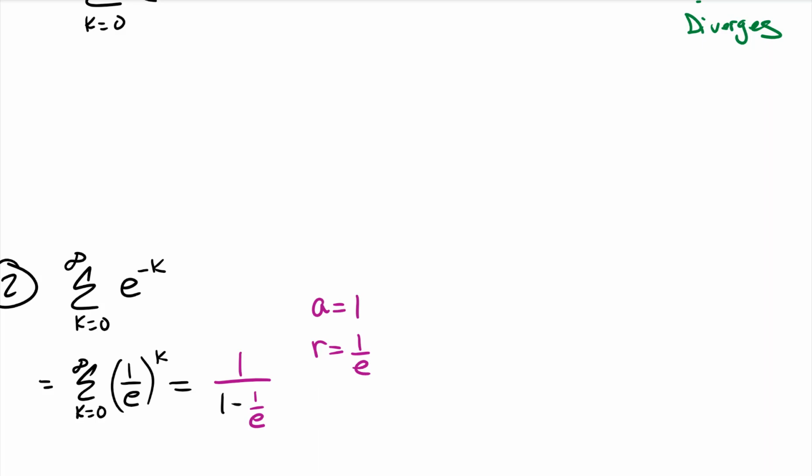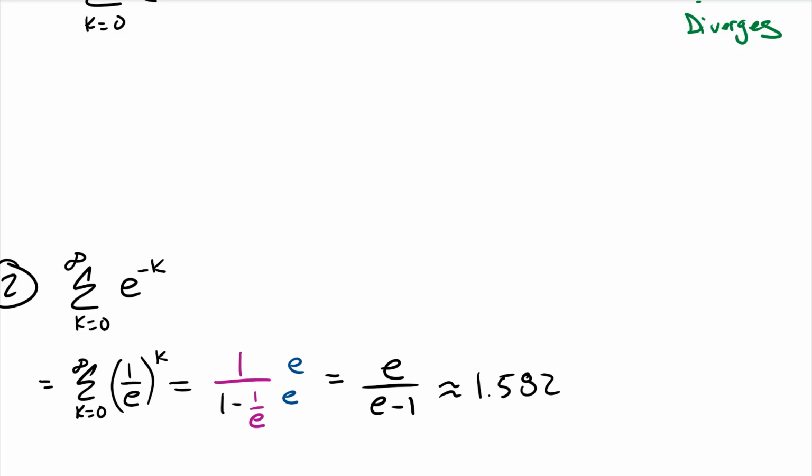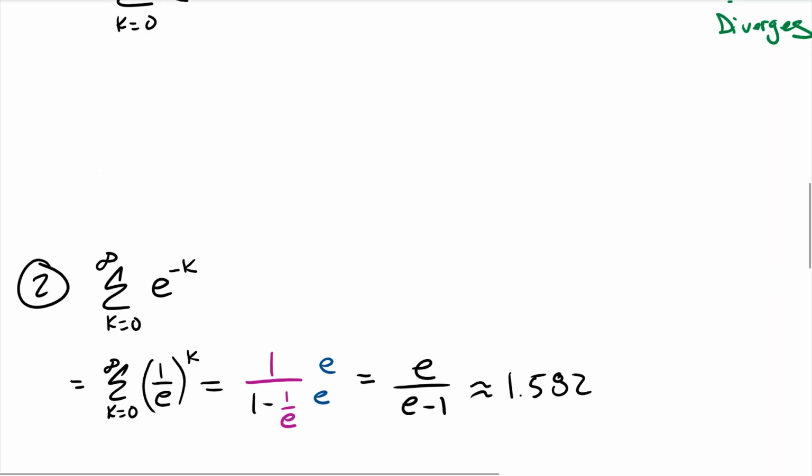I'm going to clean it up just a tad because I don't like complex fractions. So it's going to multiply by e, and we find out that this goes to e over e minus 1. And if you're interested, it goes to 1.582. So as we add those up, we're just ending up with numbers that are getting smaller and smaller and smaller that we're adding up. Yeah, buddy. Sums, adding numbers up.